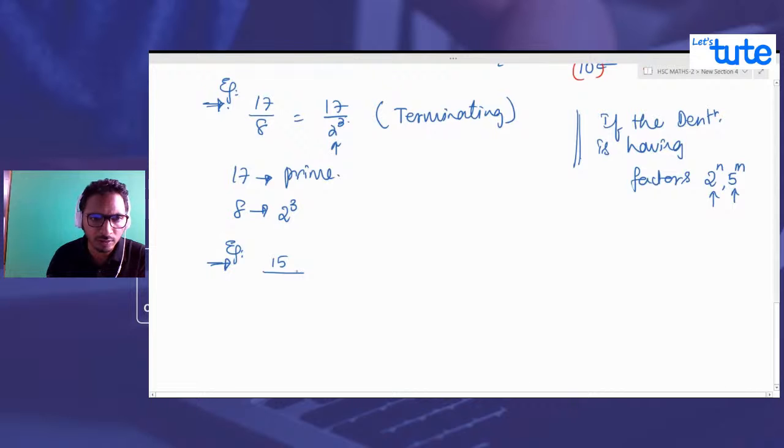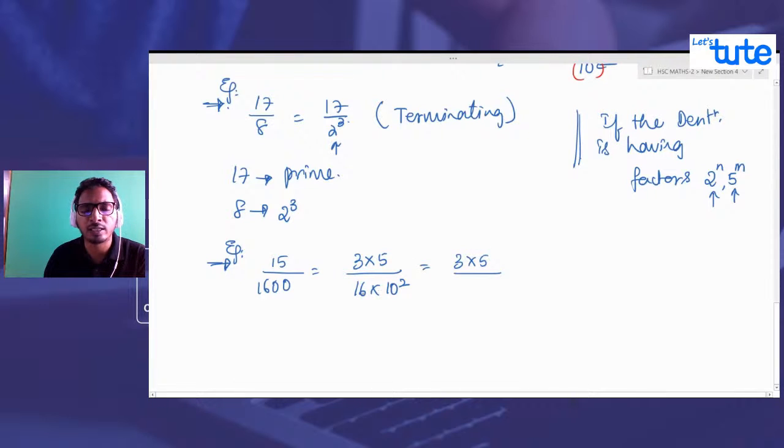15 upon 1600. So this can be written as 3 multiplied by 5 in the numerator, that is 15, and in the denominator we can write it as 16 multiplied by 100, that is 10 squared, correct? 100 is 10 squared. So 3 multiplied by 5, and 16 is 2 power 4.